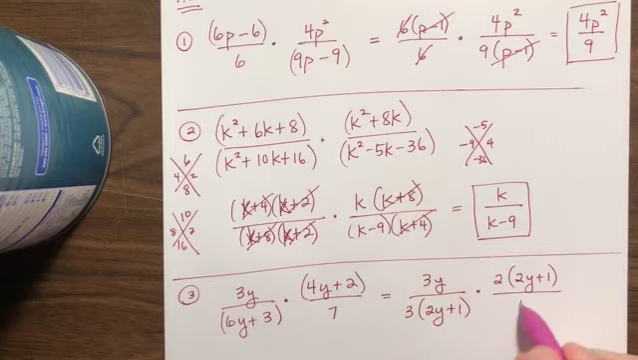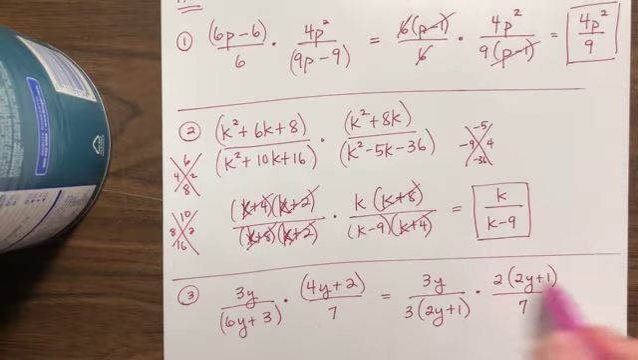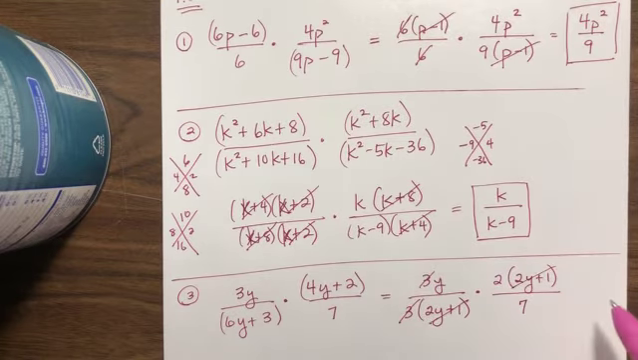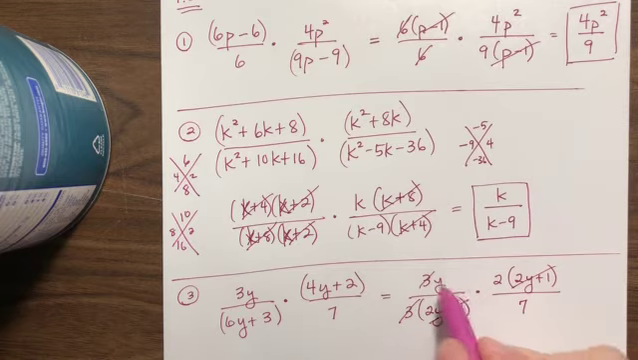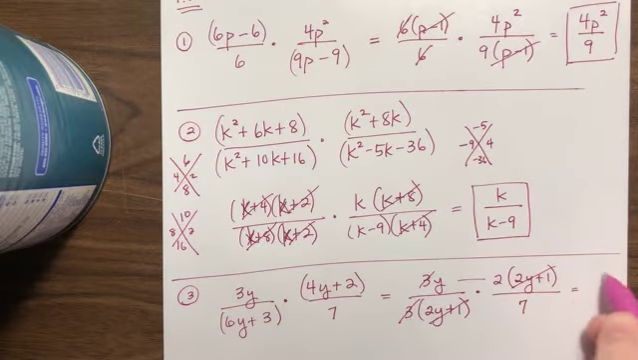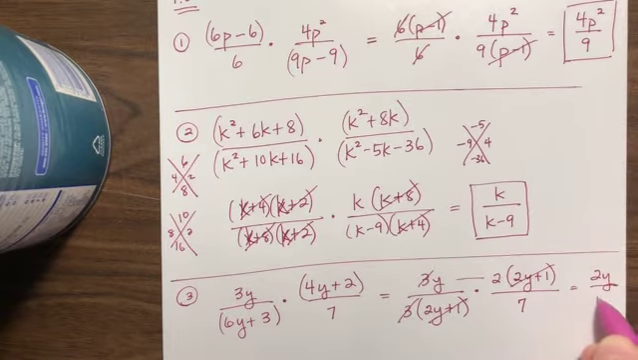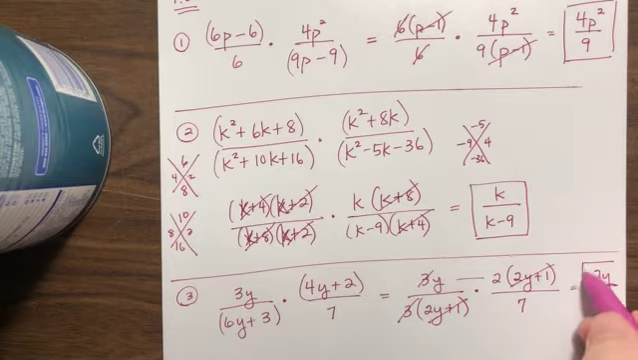And then 7. Okay? So that's factoring these 2. And then I look and I go, oh, look, 3 and 3 cancel. 2y plus 1 and 2y plus 1 cancel. And that's it. So going straight across, I get 2 times y and 7, as a fraction.